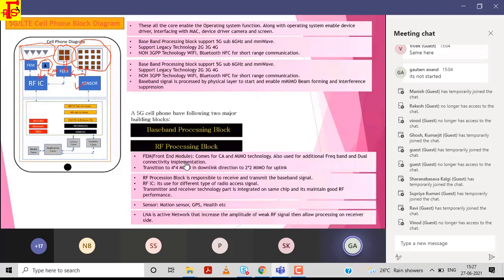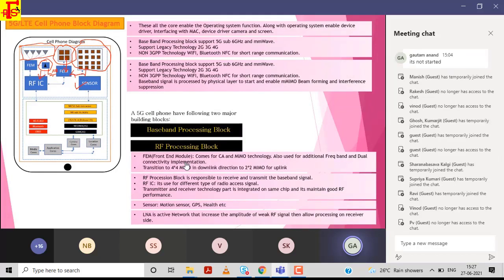So in the baseband, what is the use of the sensor? The sensor is actually used for motion, when you are moving in different directions, right? In a mobility scenario, you are moving to different locations. You can say the GPS sensor, the health checkup sensor. So the sensor is also there, and this is a baseband processing block.